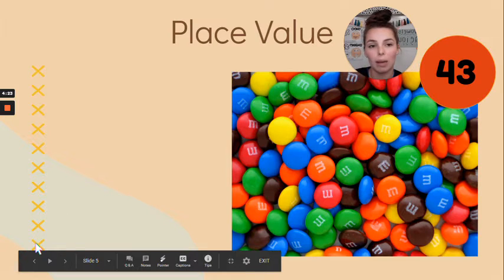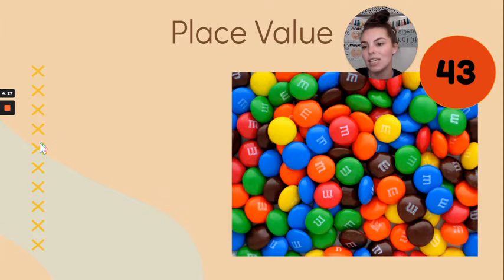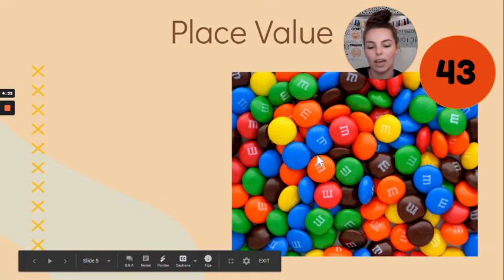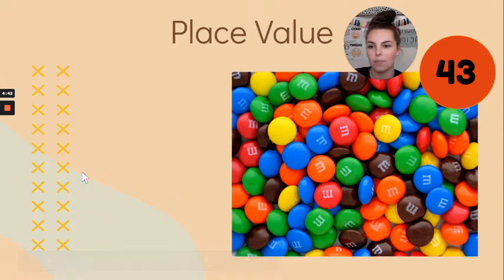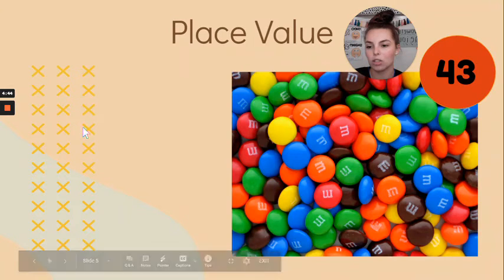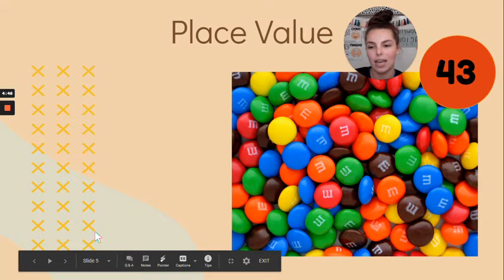So let's try putting them into groups of 10. Here's 1, 2, 3, 4, 5, 6, 7, 8, 9, 10. Okay, let's put another group of 10 because that's not up to 43 yet. Okay, I have 10 plus 10. That would be 20. And then that's 20 plus another 10. 30.